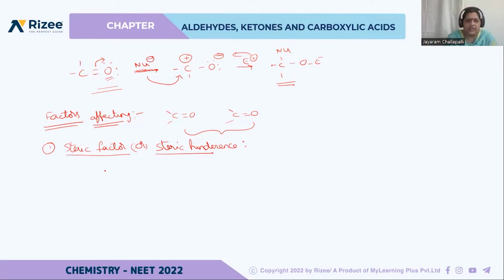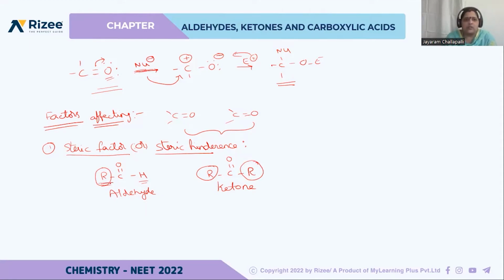What is this steric hindrance? So if we consider any aldehyde, this is our aldehyde. If you take any ketone, this is our ketone. In this aldehyde, only one alkyl group is present, whereas in this ketone, two alkyl groups are present, whether they may be the same or different, but two alkyl groups are present. Whereas in this aldehyde, only one alkyl group is present.